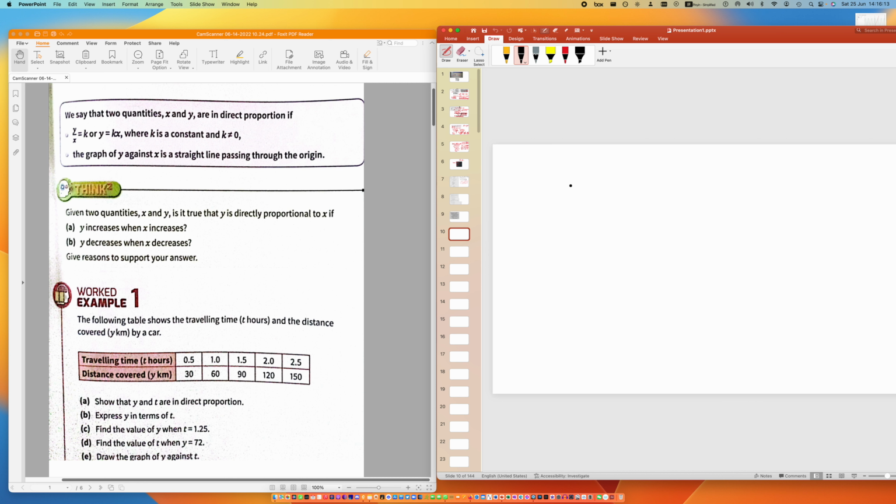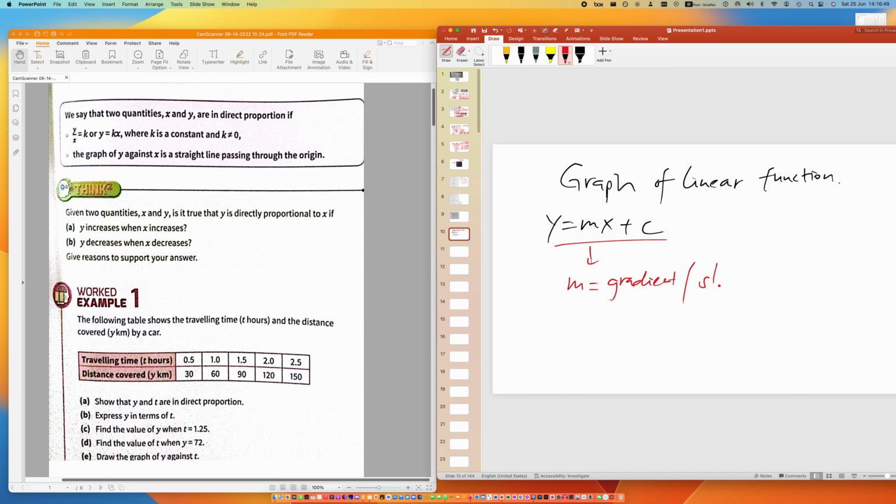So we talked about graph before, right? So a graph follows a format. What's that format? y equals to mx plus c. By the way, not every graph follows this. So a graph of a linear function follows this format: y equals to mx plus c. And what is your m? M is your gradient. Very good. Or in layman's terms, slope.